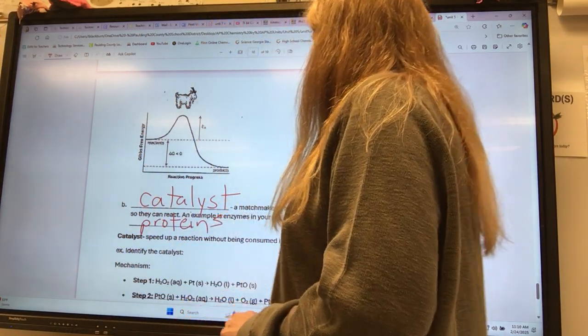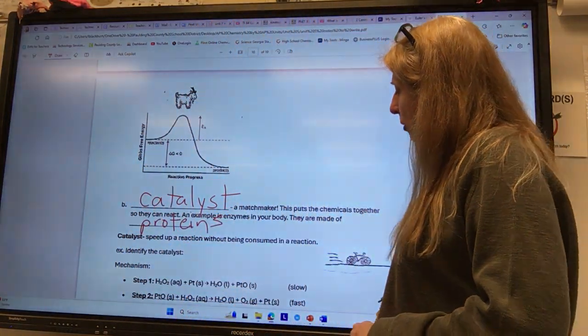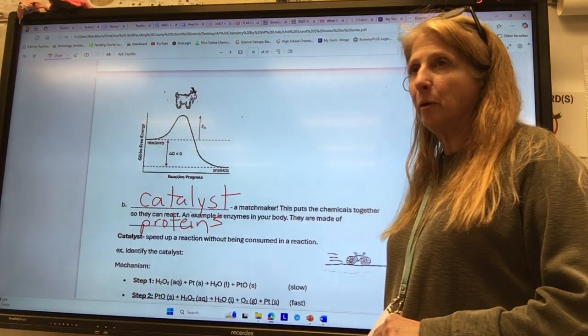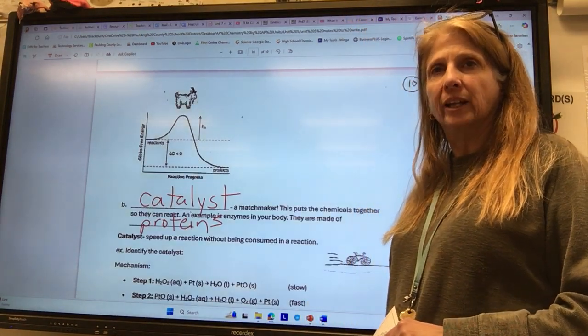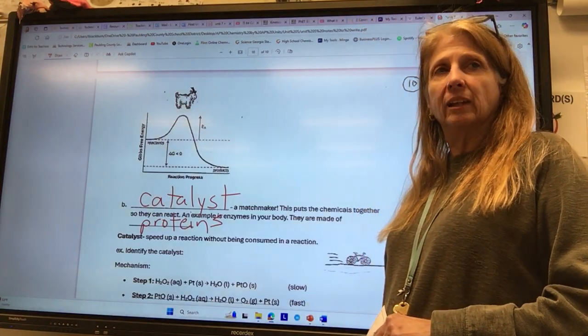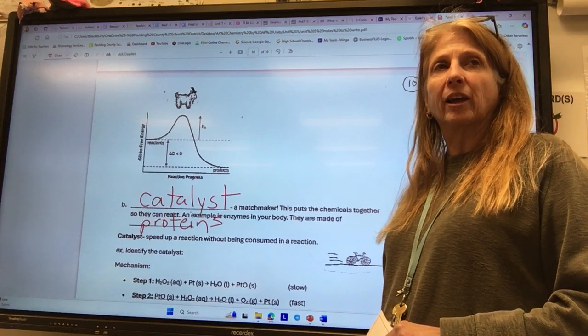Okay. Catalysts speed up a reaction without being consumed in a reaction. What that means is you put them in at the beginning, you get them out at the end, and they make it go faster.